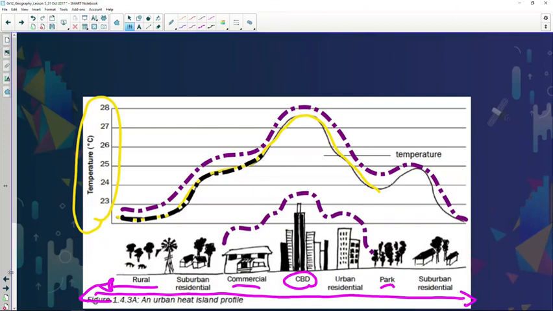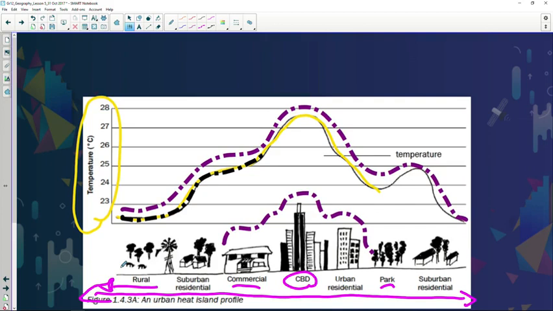Welcome back after that. We were busy discussing urban climates. Now, if you look at this graph, you can immediately see that the urban areas where the CBD is experience warmer temperatures than the surrounding rural areas.